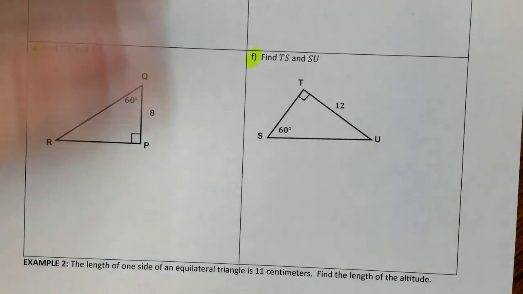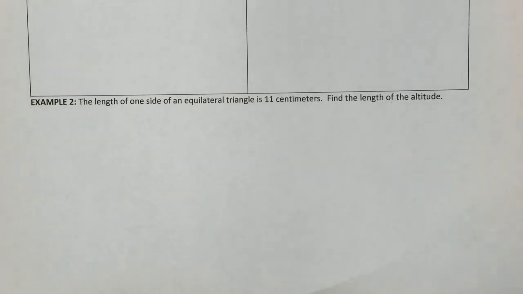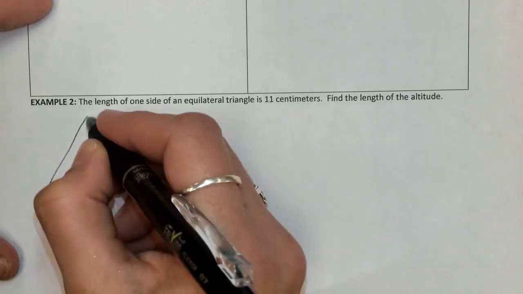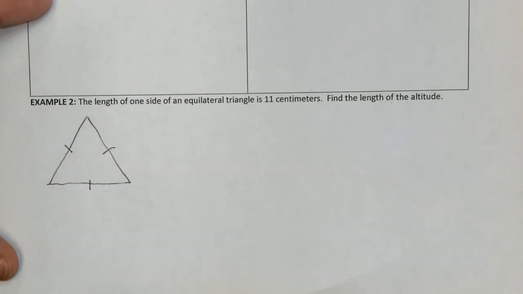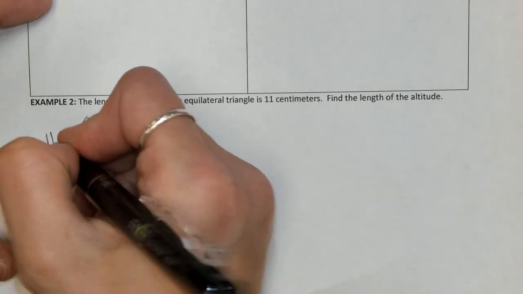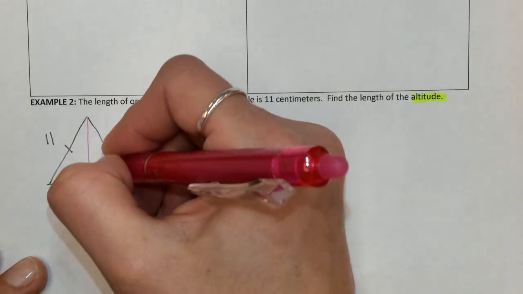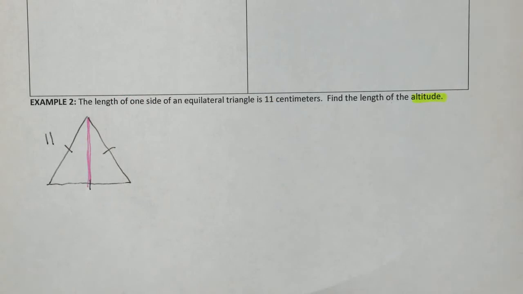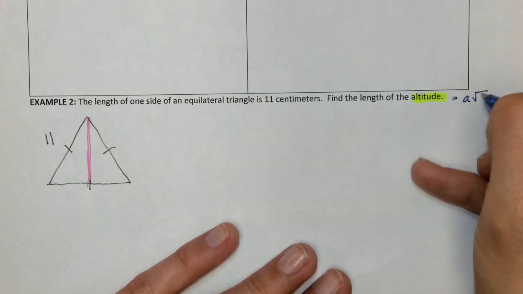All right? Last thing at the bottom here. We have the length of one side of an equilateral triangle is 11 centimeters. So here, if we draw an equilateral triangle, we know all 3 sides are the same. So here we've got 11. We want to know the height of the altitude. Okay, so that's going to be this guy right here. Remember that your altitude is going to be that A square root of 3.